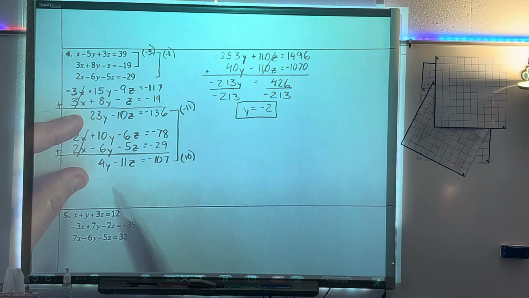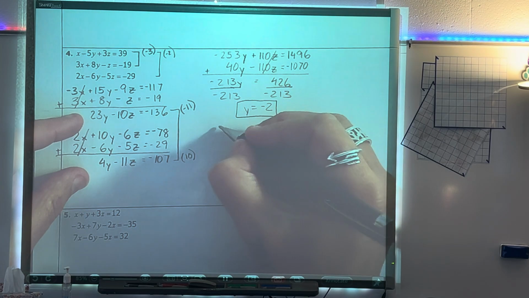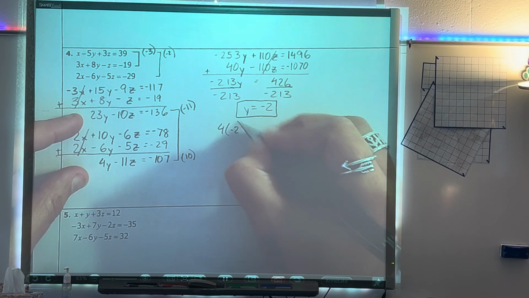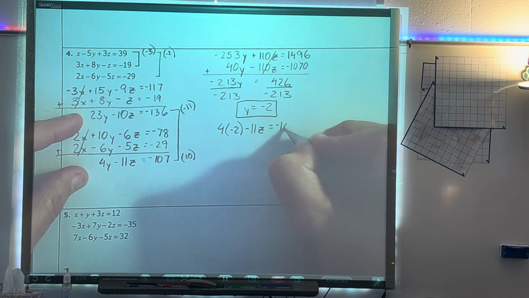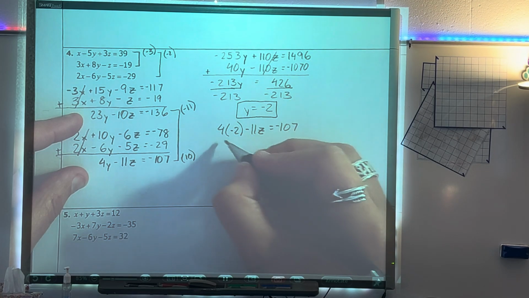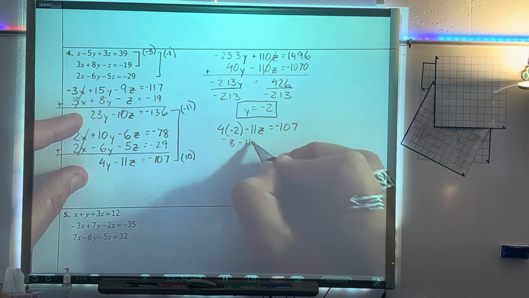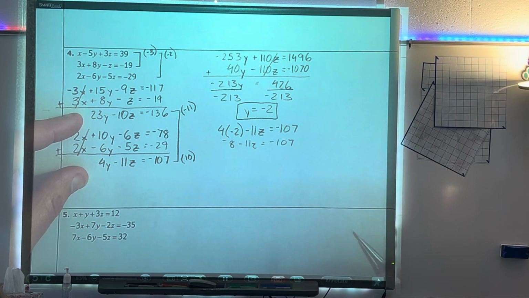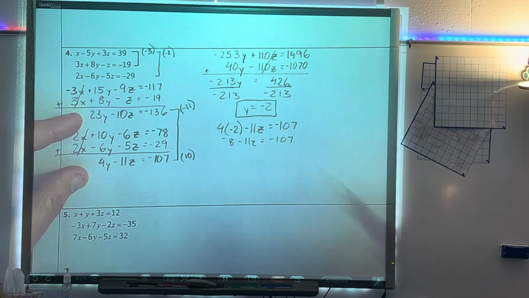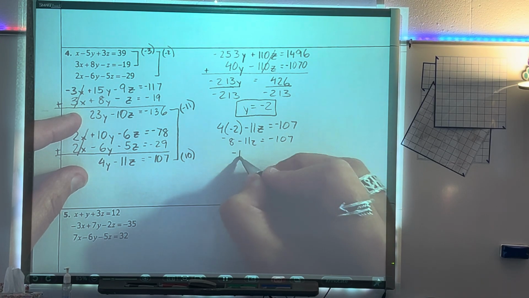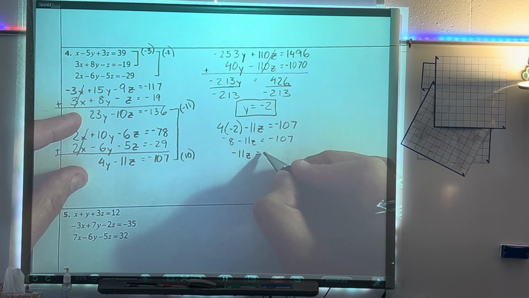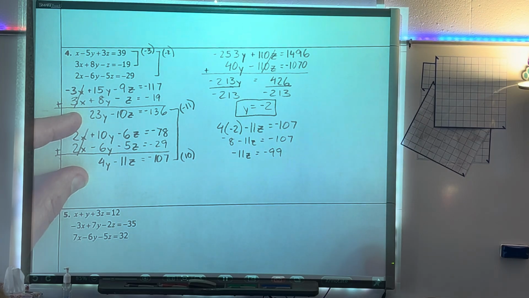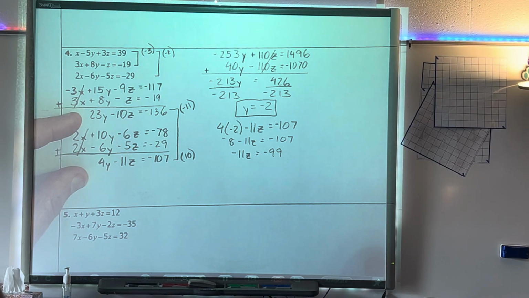Really doesn't matter. I'm going to use the bottom one. So I've got 4 times negative 2 minus 11Z is equal to negative 107. So that's a negative 8 minus 11Z equals negative 107. Add your 8 to the other side. Negative 11Z is equal to negative 99. Is that what y'all got? Yes? Did y'all get that?